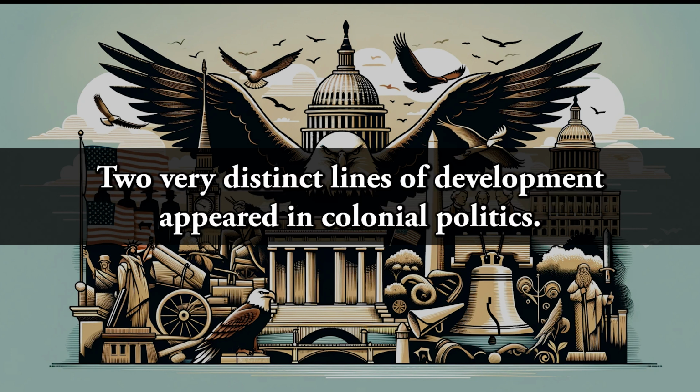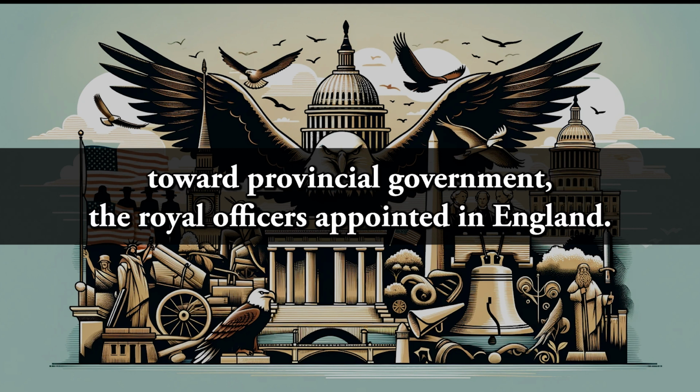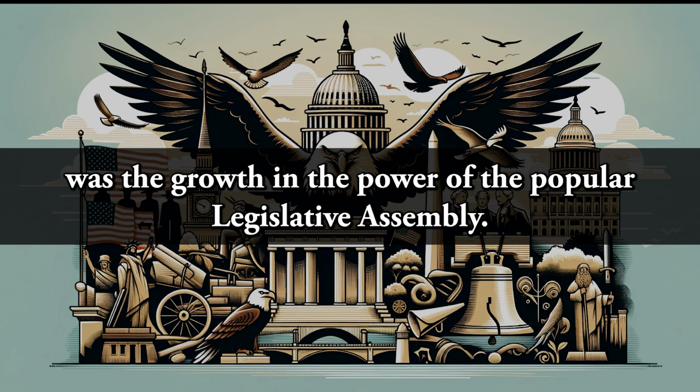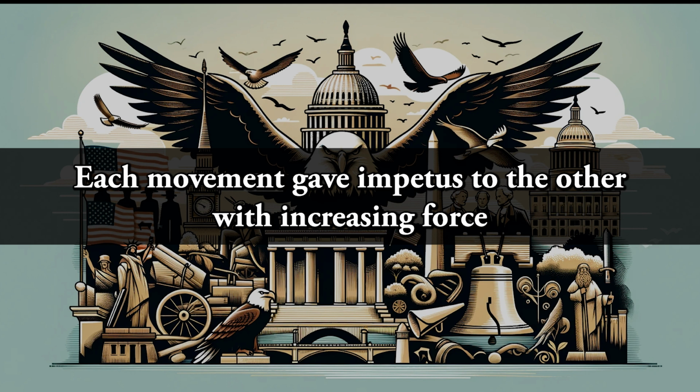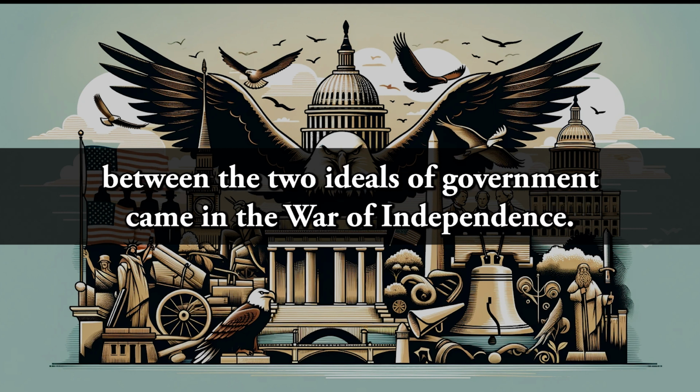Two very distinct lines of development appeared in colonial politics. The one, exalting royal rights and aristocratic privileges, was the drift toward provincial government through royal officers appointed in England. The other, leading toward democracy and self-government, was the growth in the power of the popular legislative assembly. Each movement gave impetus to the other with increasing force during the passing years, until at last the final collision between the two ideals of government came in the War of Independence.